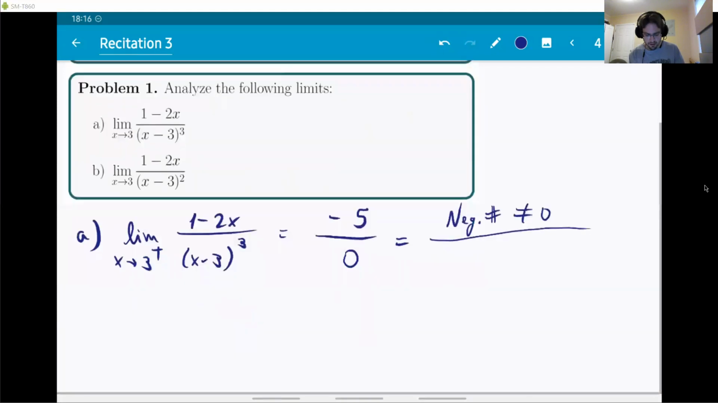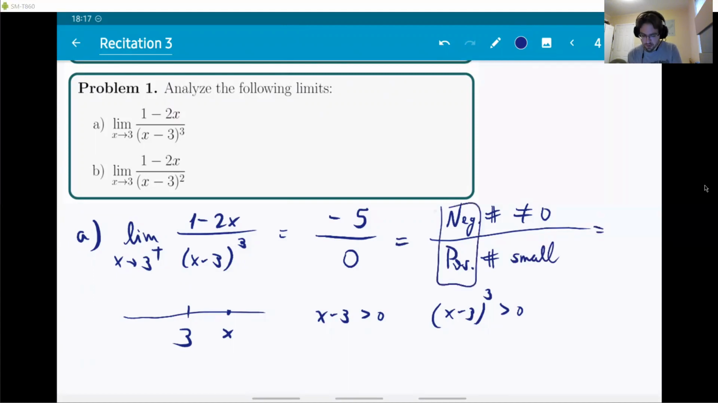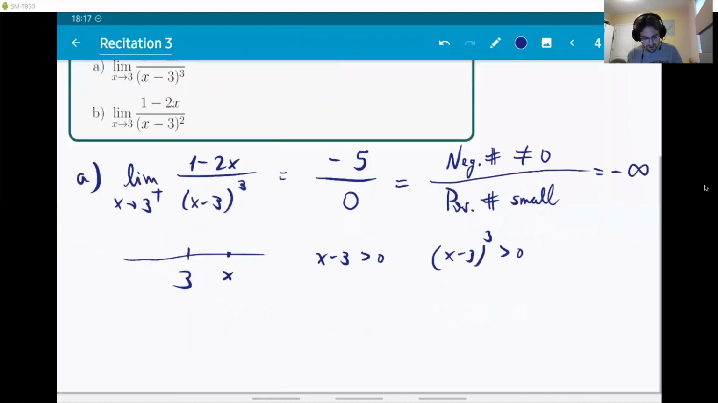Well, if you are coming from the right side of 3, this is where your x is, then x minus 3 is positive, which means x minus 3 cubed is also positive. So this number downstairs is a positive number, and it's approaching 0. You can say it's small, close to 0, just something to indicate that this is the reason why this is an infinite limit. And what is negative over positive? That's always negative.